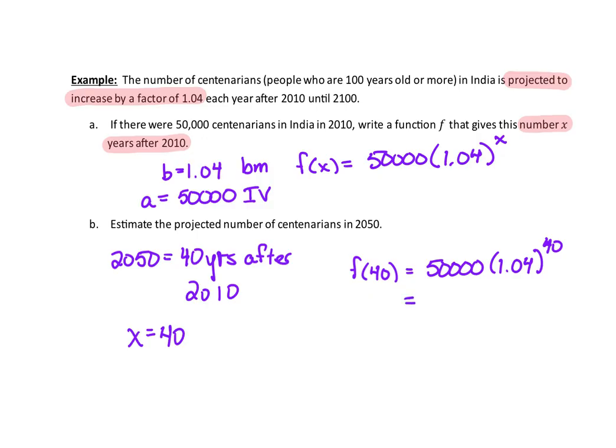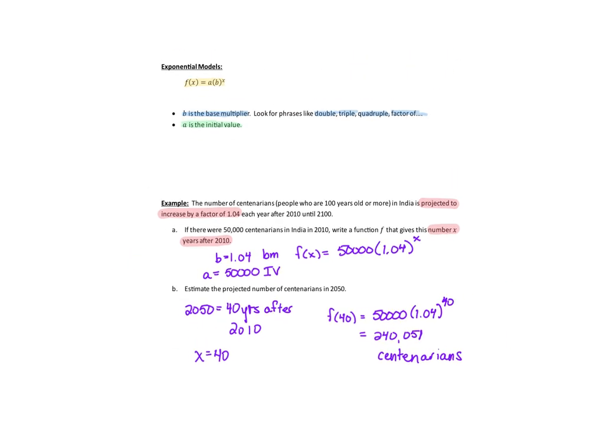When I plug this into my calculator, I get 240,000.51, and some more decimals, but because we are talking about people, we are going to round. And if you want, you can put people, or more specifically, these are centenarians. All right, this is our basic example.